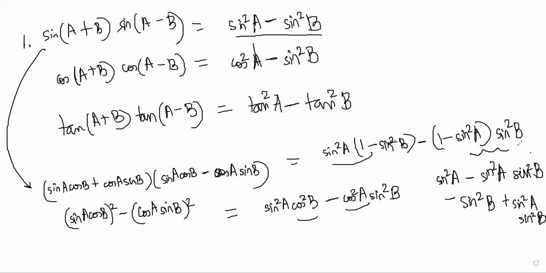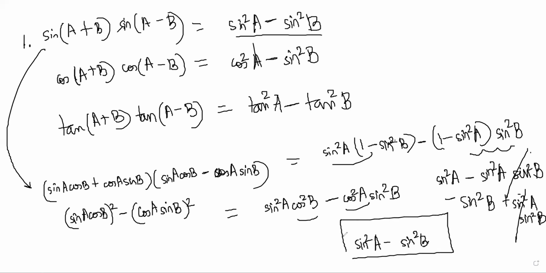Is it coming plus? Yes, sir. So this is cancelling and at the end you are left with sine square A minus sine square B, right? Yes, sir. So that is one way to do it.